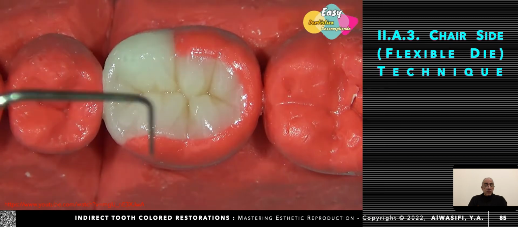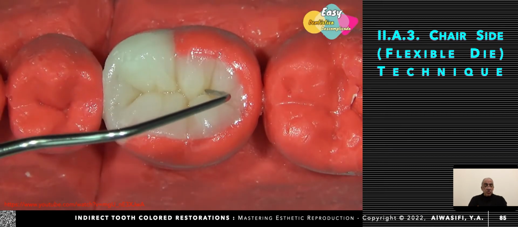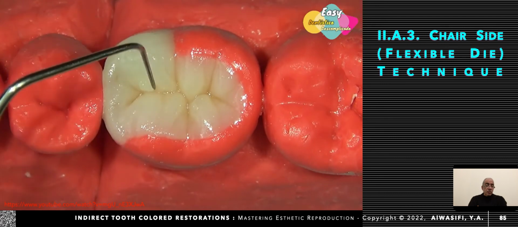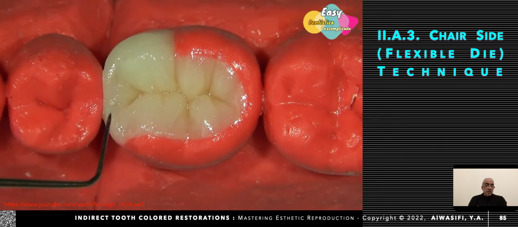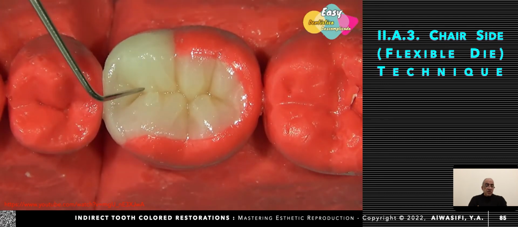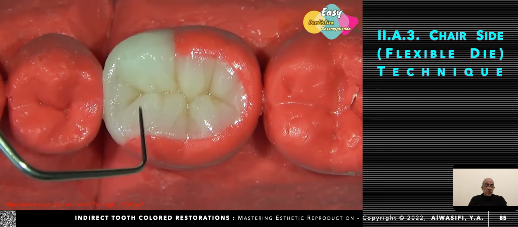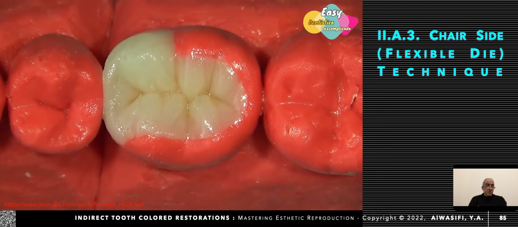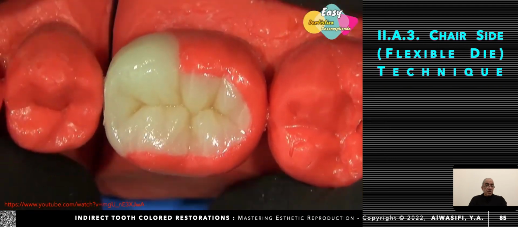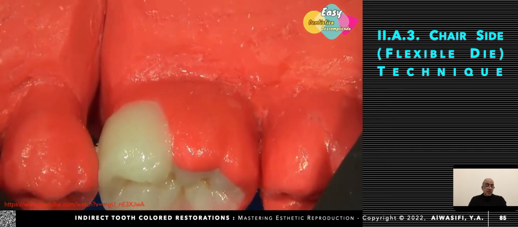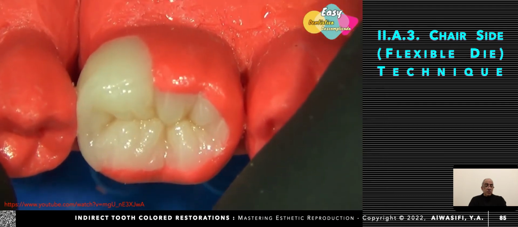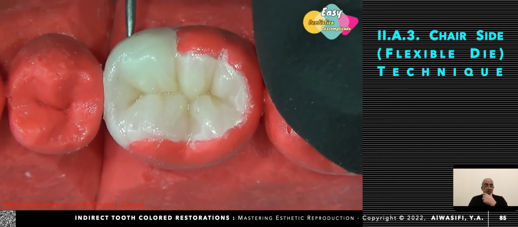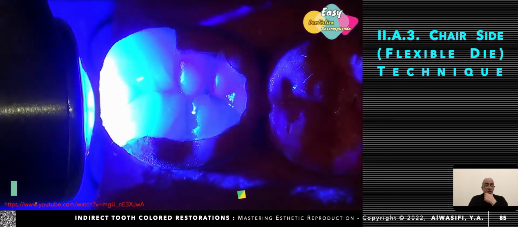You could try it with wax to train yourself, then try it with composite, just not to waste too much material. Wax is easier to use in your training until you reach a certain degree of perfection, and then try with composite itself just to know the material and its tactile sense.